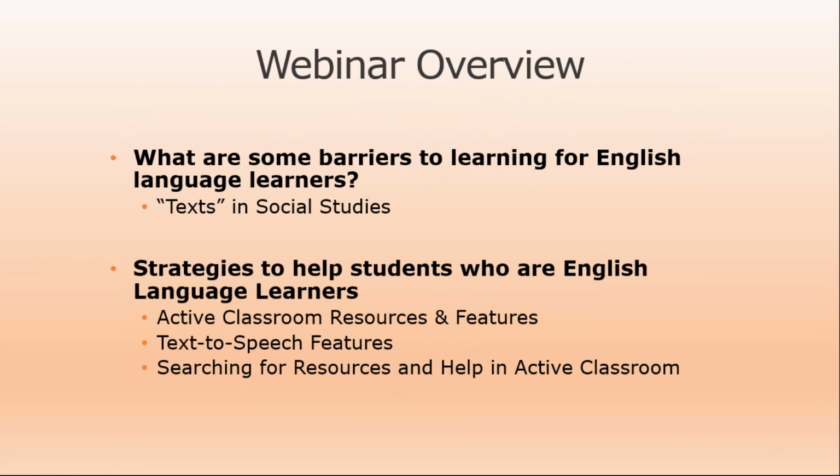We're going to start tonight with a general overview of the webinar, and start with what are some barriers to learning for English language learners. I want us to think about that for a second, and also the concept of what we mean by text in social studies. Then we'll spend most of our time talking about some big ideas, strategies to help students who are English language learners, and how Active Classroom resources and features can help you meet those needs. Text-to-speech features that are built into Active Classroom, and then how do you find those resources when you need them.